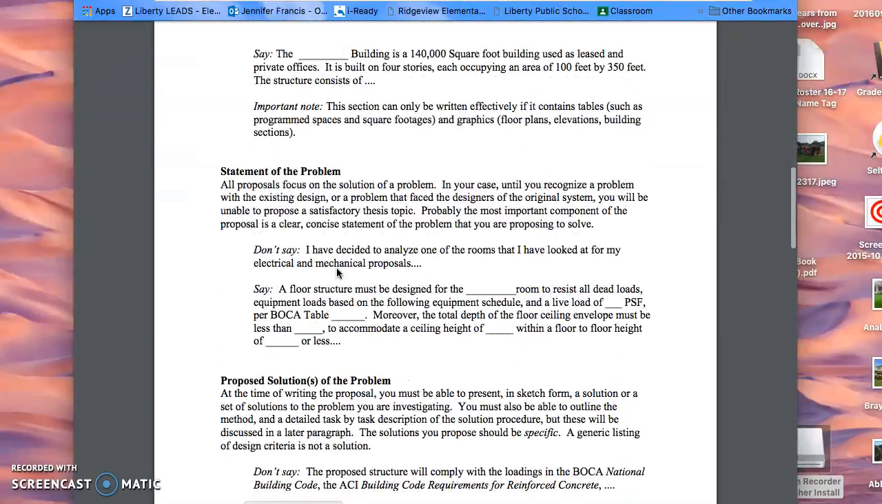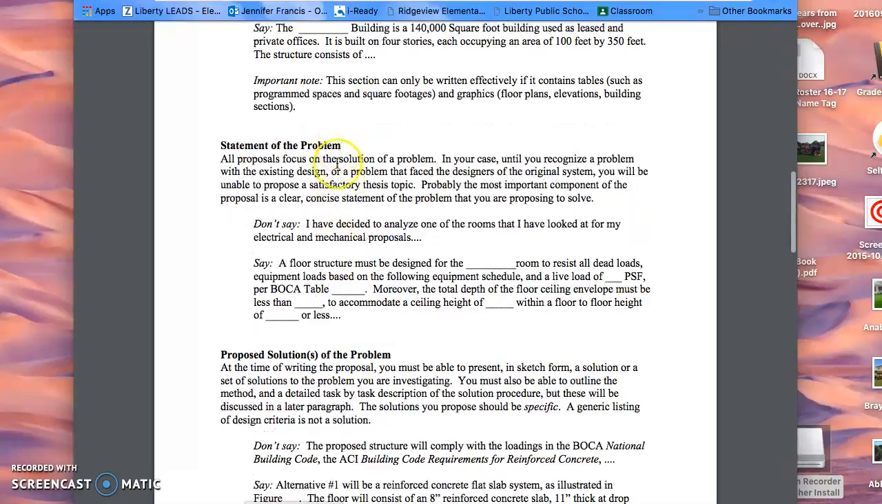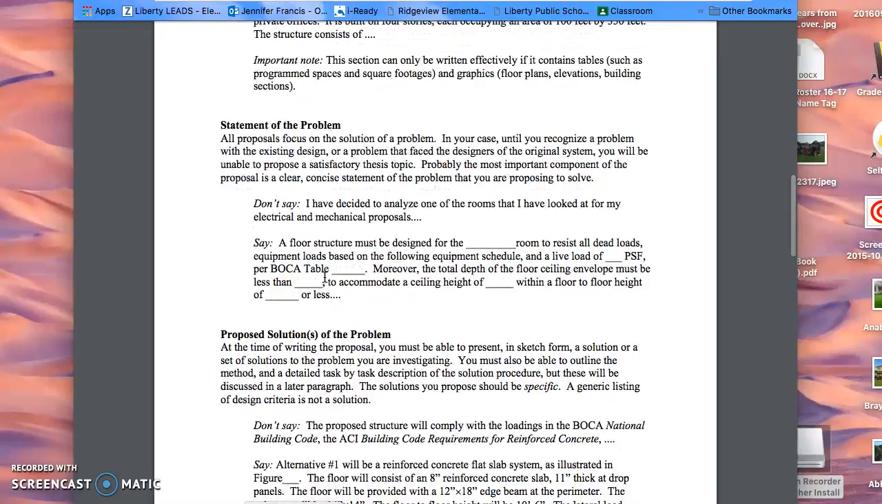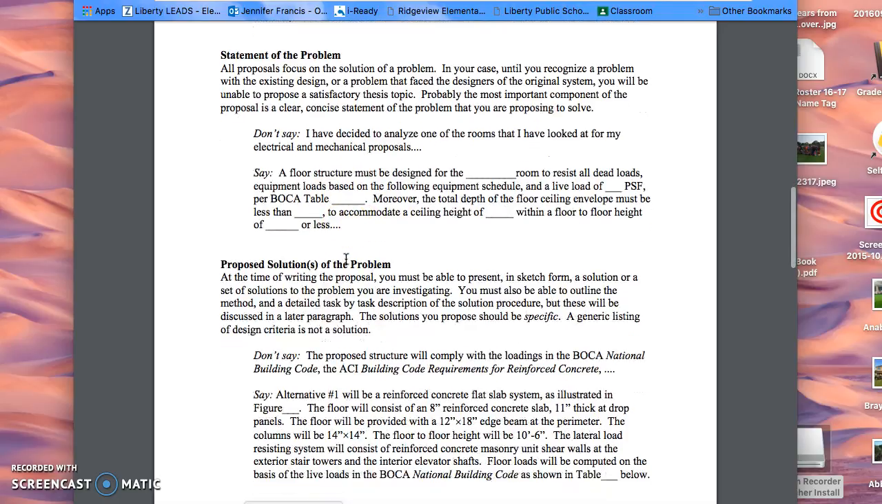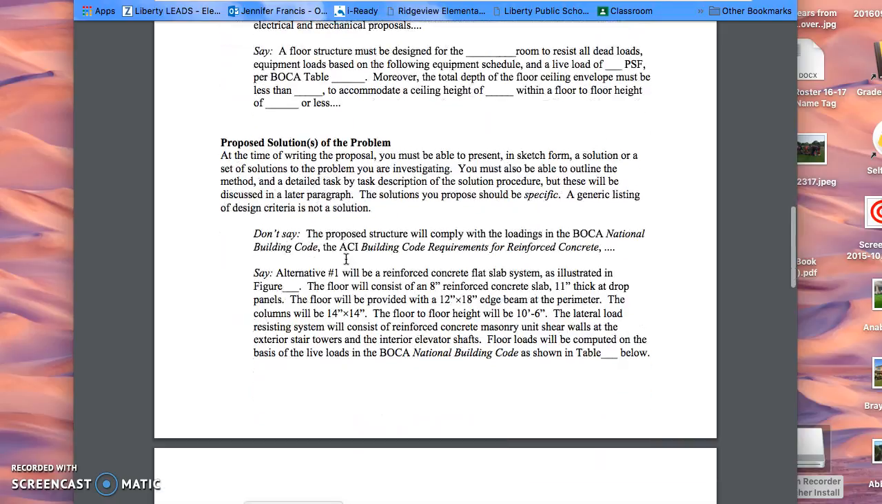Now, the statement of your problem, you want to focus on a solution of that problem. Now, your reader or your committee that will be listening to your proposal, they need to know what problem you are actually addressing. So, in this one, it says a floor structure must be designed for the blank room to resist all dead loads based on the following equipment schedule. So they are giving factual information that backs up the evidence of their problem. They didn't just create this problem. They have actual evidence that led them to the problem that they are trying to solve.